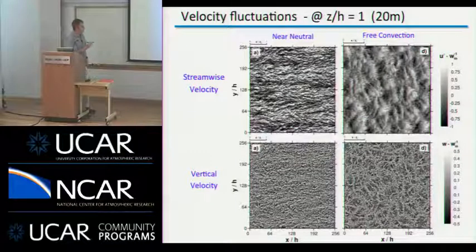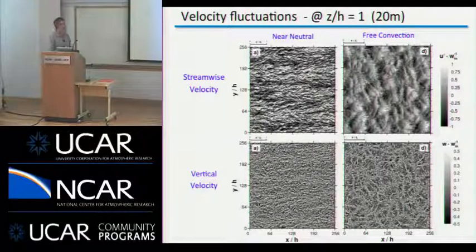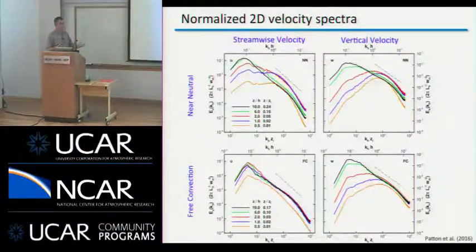But the point is, even in the vertical velocity field, which is typically assumed to diminish in scale with height above the wall, so that as you get closer and closer to the surface those scales should get smaller and smaller, we see that, but we also see the filamentary structure of the buoyancy field modulating that in the free convection case. To get at some of the character of that, these are two-dimensional spectra.